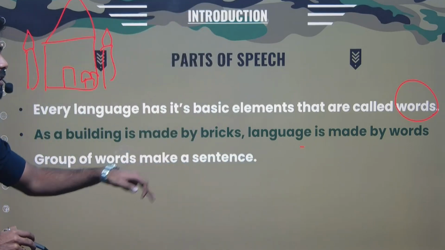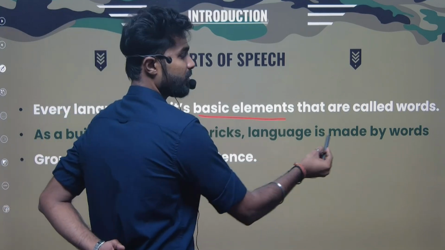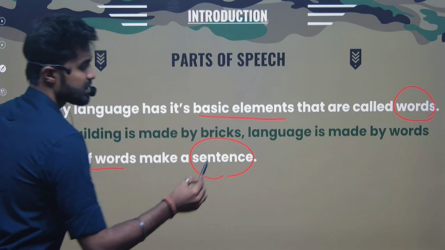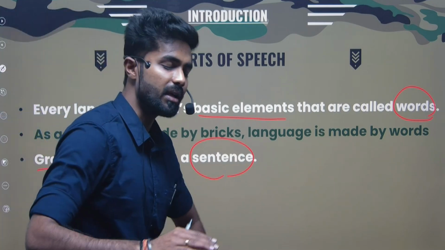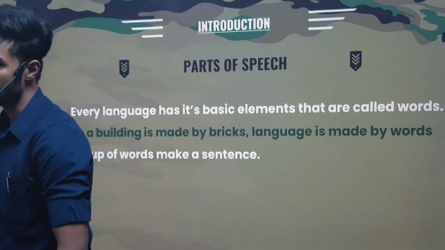And a group of words makes a sentence. You have to have this clarity. Clear? Basic elements of language are called words, and a group of words is called a sentence. If you have this clarity, then it is easy for you to understand what parts of speech are. Alright? With that being said, let us move on.